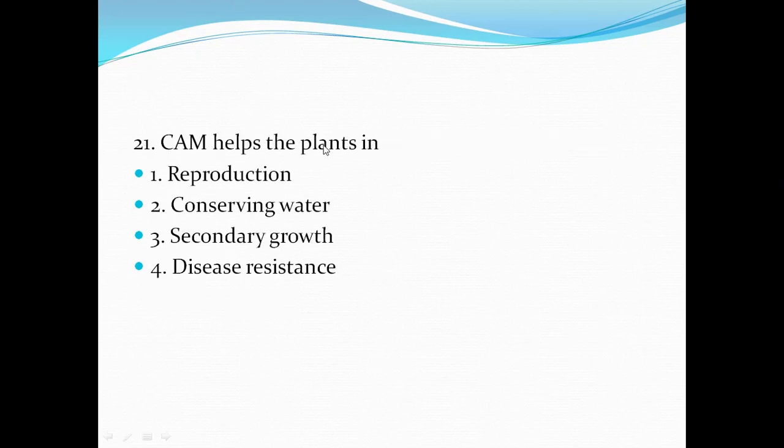CAM helps the plants. You already know that CAM plants are the plants in which the stomata remain closed during daytime and open only during nighttime to avoid transpiration. To avoid transpiration means to conserve water. So this particular metabolism helps the plants to conserve water.